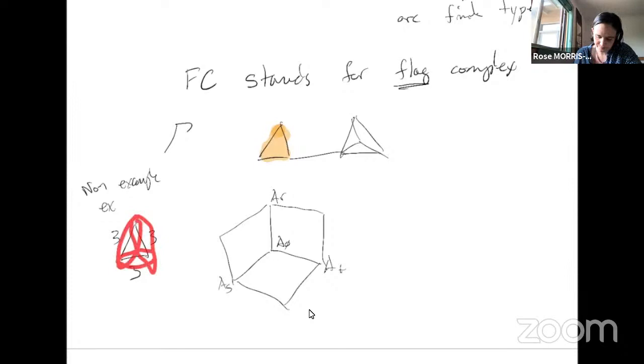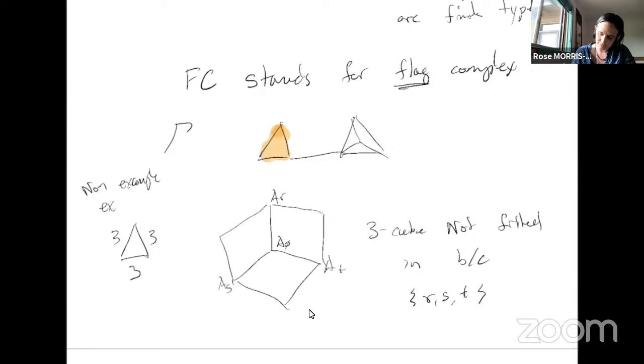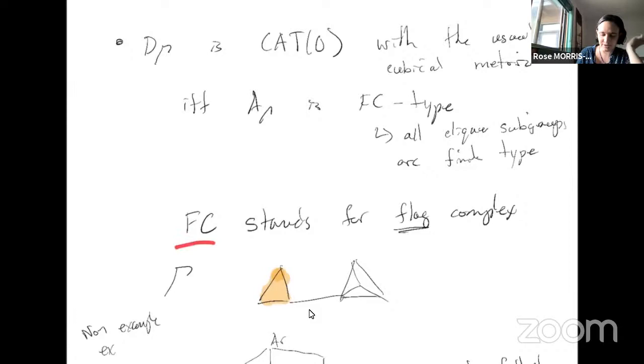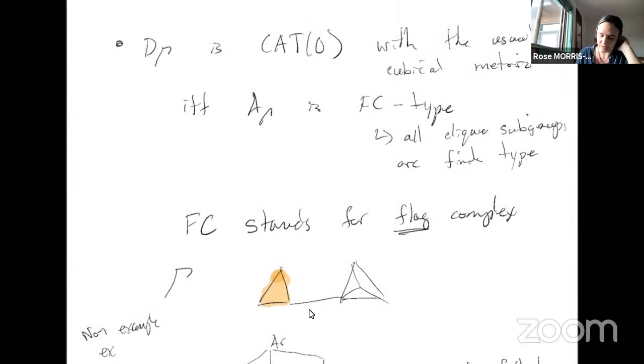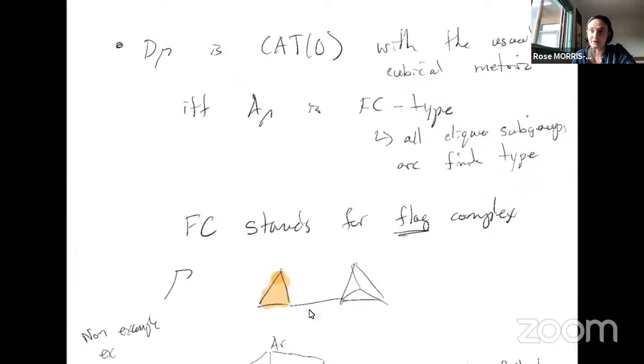So I don't have anything to fill in this three cube. This three cube is not filled in because RST is not in this SF set. So if my group is not FC type, then I have no chance of being CAT(0) with this metric. But you always are if you are FC type, and this is exactly why FC type is an interesting thing to study.